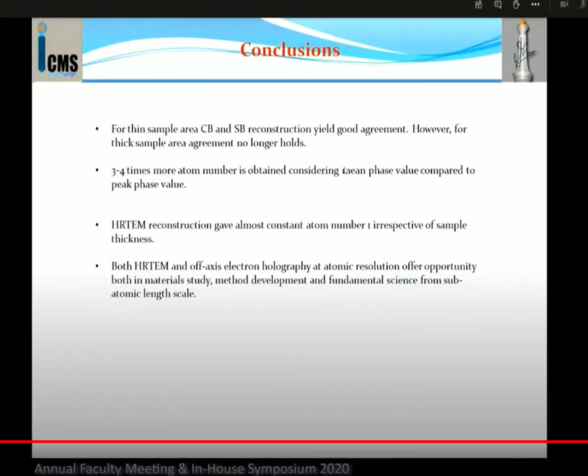Anyway, now coming to the conclusion, because I just tried to keep it simple and brief. The major conclusions were that for thin sample areas, the center band and sideband reconstructions yield good agreement. However, for thick sample areas, agreement no longer holds, and 3 to 4 times more atoms are obtained considering the mean phase value compared to the peak phase value. HRTEM reconstruction gave an almost constant atom number, one, irrespective of sample thickness. Both HRTEM and off-axis holography at atomic resolution offer opportunities in material study, method development, and also fundamental science from the subatomic scale.